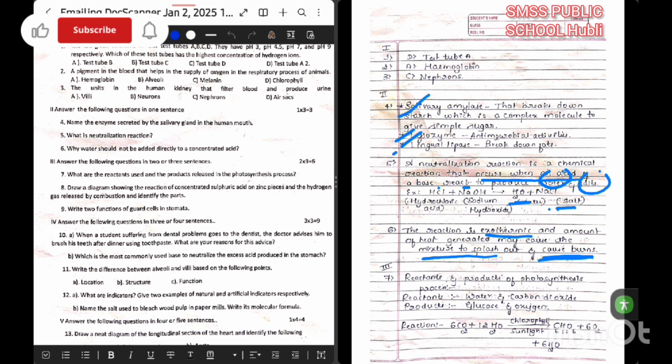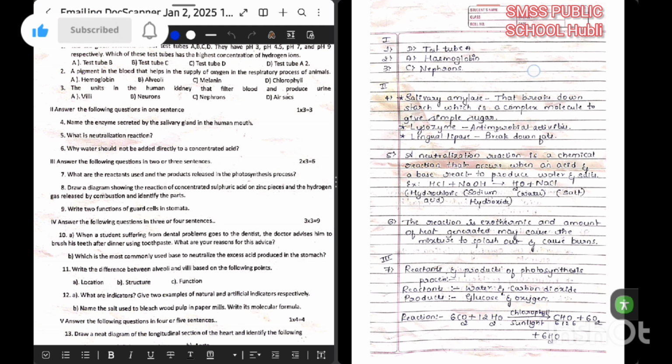So next question, main question 3. In that, question number 7, what are the reactants and products in the photosynthesis process? So you know guys, photosynthesis requires reactants like water and carbon dioxide. These are the primary reactants needed to carry out the photosynthesis process, resulting in the formation of glucose as well as liberation of oxygen.